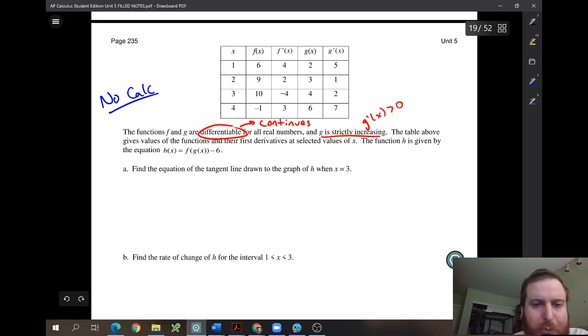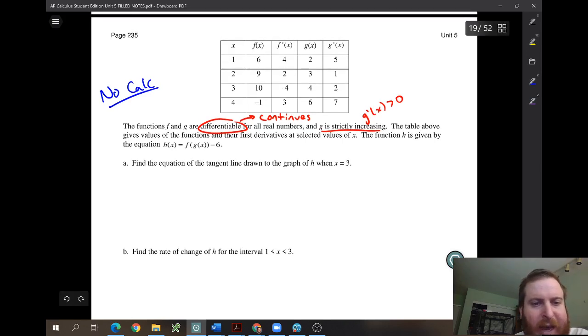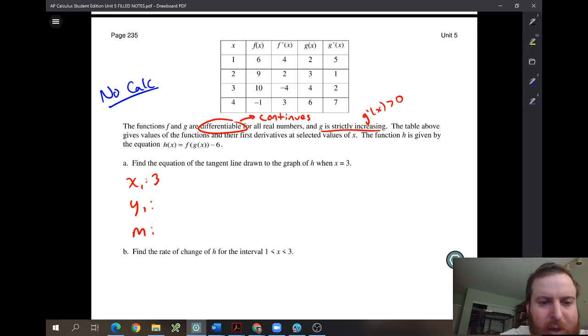Okay, and then the table above gives us the values for the original functions and for the derivatives. They also give us h of x is equal to f of g of x minus 6. So they want us to first find the equation of the line tangent to x equals 3 for h. So x1 is going to be 3. If you're not good at these, try pausing this video and just kind of plugging these in on your own. It's good practice.